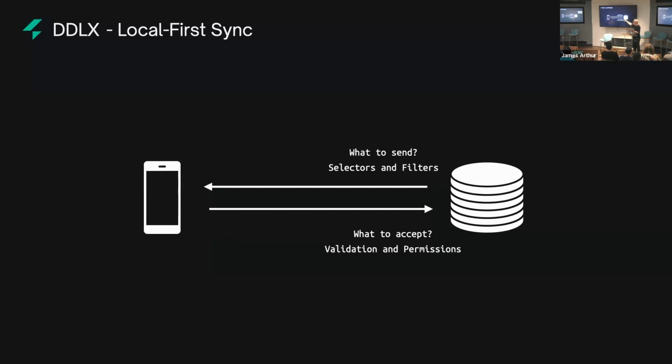So actually, what we're interested in are just those questions at the server side mostly. You might have some of them on the mobile device, but mostly it's at the server side that you want to ask the questions: what do I send and what am I prepared to accept? And this is what our permission system does.